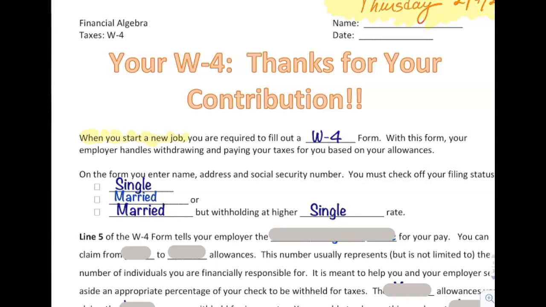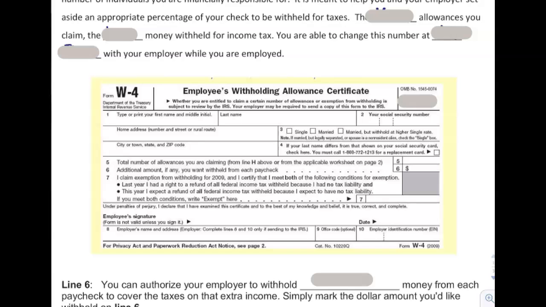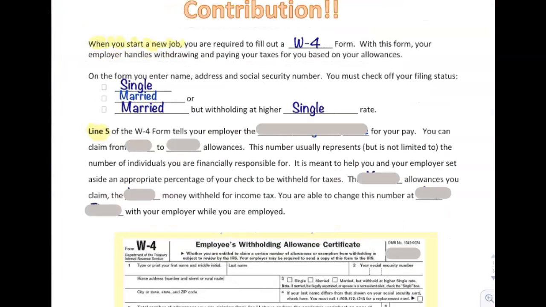Now, on line 5 of the W-4 form, which we'll show you in a little bit, and actually, this is what it looked like up until the last calendar year. They changed it and they made the form longer. It's intended on making it easier for people, but it's a little bit overwhelming to learn it on the new form. So we're just going to show you on this one, and the concept is still the same. On line 5 of this one, the W-4 tells your employer the withholding rate for your pay. At what rate do you want to take out money from this person's check? And you can claim from none, from 0, up to as many allowances as you want.